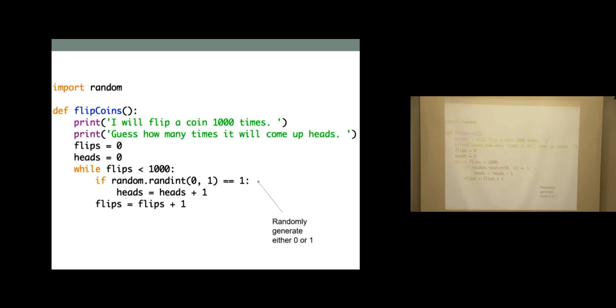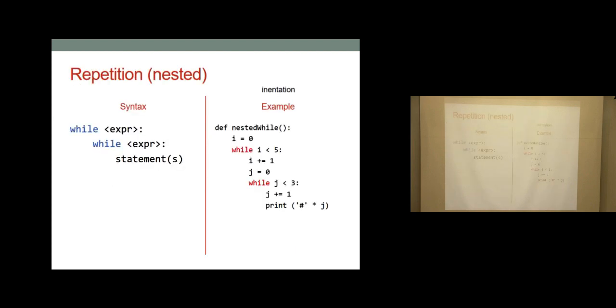So this one is the same flipping coin program, but I use a while loop. And the while loop is: while the number of flips is less than 1,000. Okay, it's the same thing, but just a different way of counting. So nested while, nothing new.